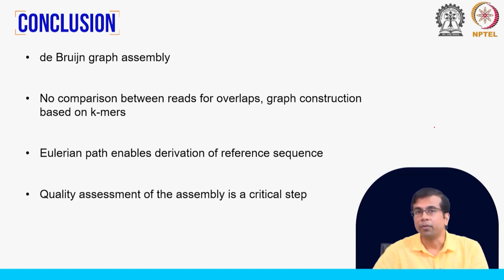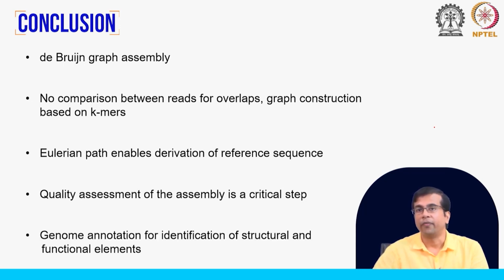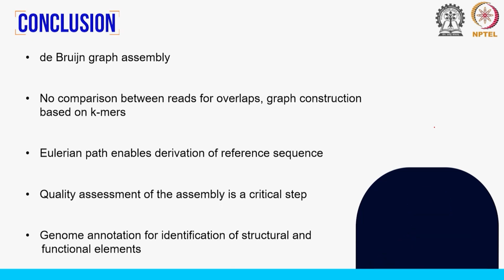And we have talked about assembly quality assessment, because once we have done the assembly, we want to check how good the assembly is. Okay. The tools or algorithms that we have described, as you can see, are not perfect. There is still a lot of scope for improvement. And then finally, we talked about genome annotation very briefly. This is for identification of structural and functional elements, and this follows after you have done the assembly, and this completes the whole process.